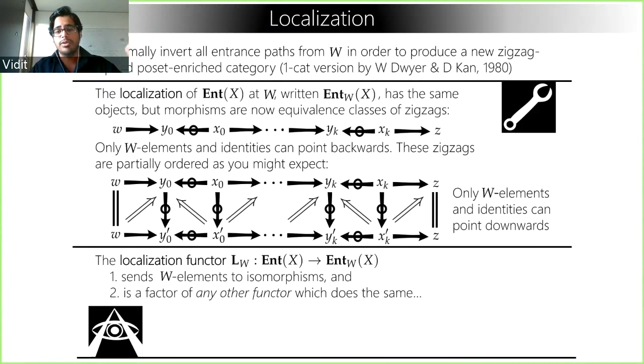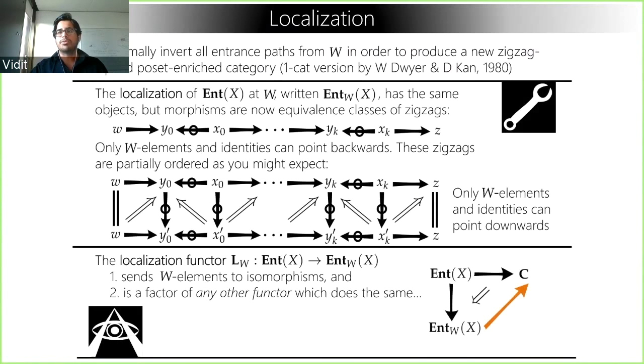When you have a functor that goes from the unlocalized one, so the one without any zigzag, to the one with zigzag, so that everything in W is mapped to isomorphisms, anything else that also maps W to isomorphisms must factor through this. So this is a sort of Kan extension property for localizations of categories. Again, you don't have to know what this is. It's just nice to have.